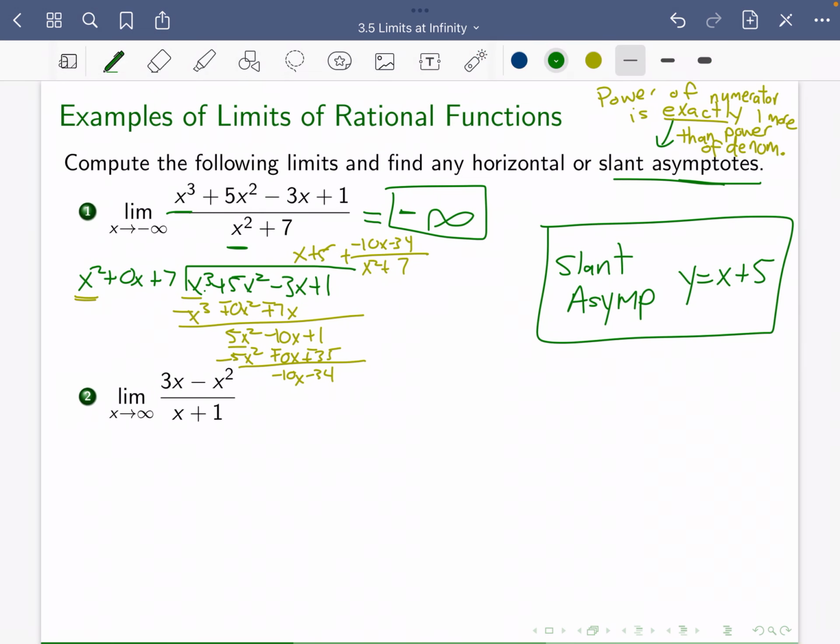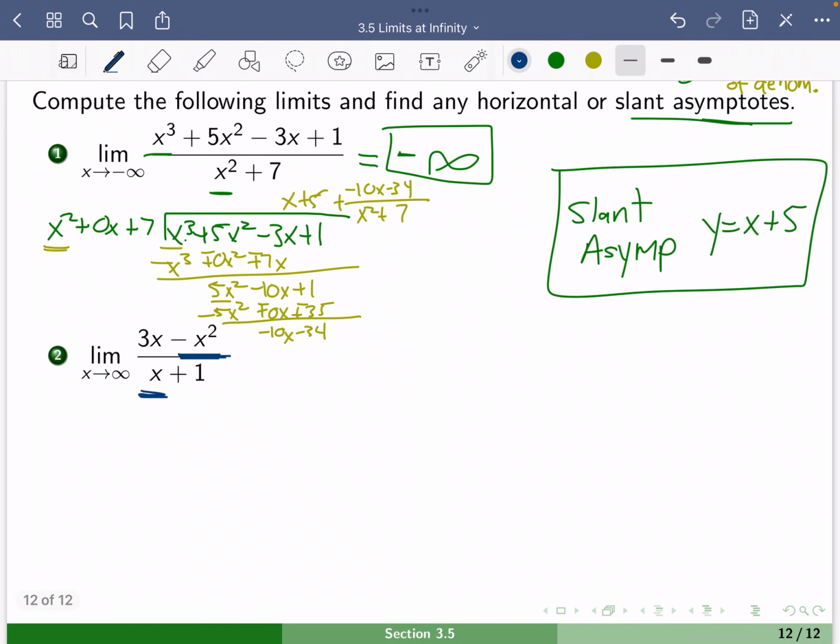All right, so let's look at another example. We have the limit as x goes to infinity of 3x minus x squared over x plus 1. And we might again observe that the power on top is that x squared. It is exactly one more than the power on bottom. And so this should head towards either positive infinity or negative infinity. I don't know quite yet which that is. Actually, I have a sense that it should be the negative infinity, but let's just verify that.